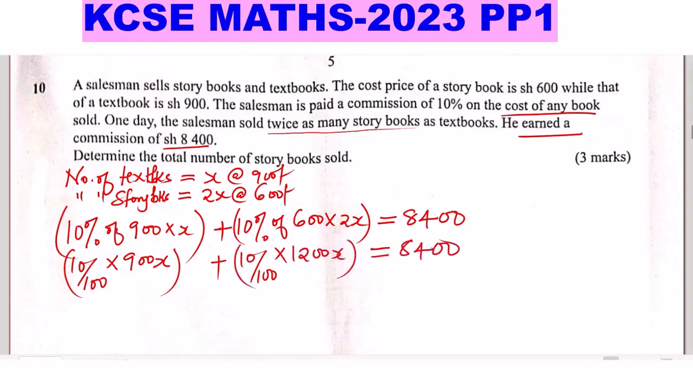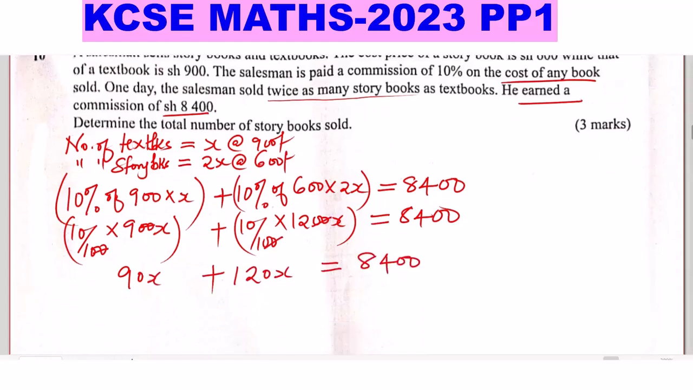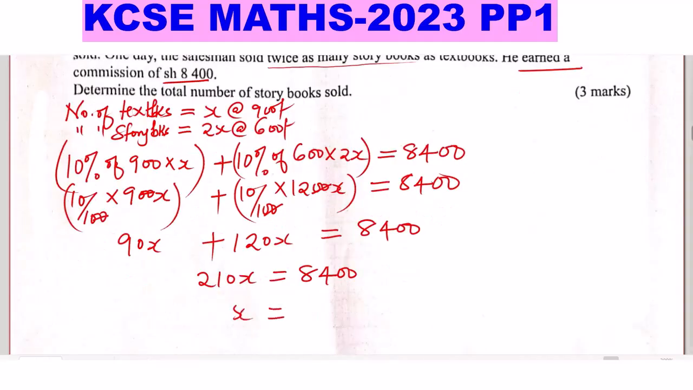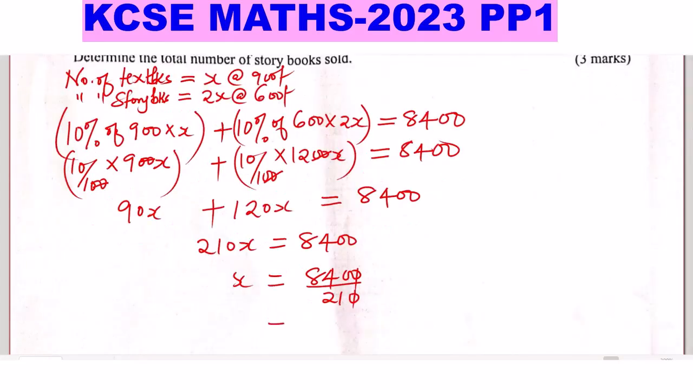So working out this one will give 90x, and this one will give 120x, which is equivalent to 8,400 total commission. 90x plus 120x will give 210x, which equals 8,400. Divide both sides by 210 to get the value of x. And this will give x as 40.